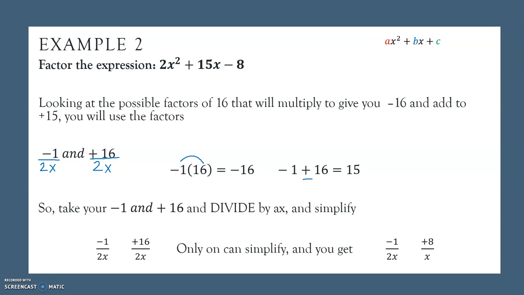And I want to simplify. This fraction right here you cannot simplify because 1 and 2 are already fully simplified. But here, 16 and 2 are both divisible by 2. So 16 divided by 2 is 8, 2 divided by 2 is 2. So now both of these fractions are fully simplified, and now you have your final solution. You just need to rewrite it.